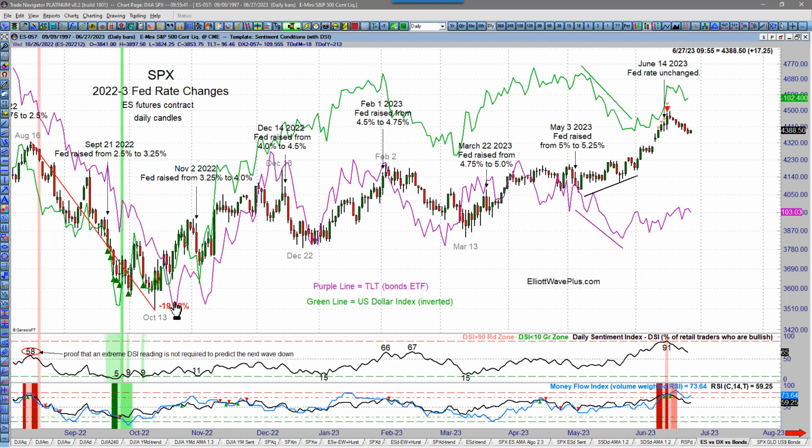Like you look at these last several raises. Here's one where they raised and the market went down for a couple of weeks. They raised, the market went down for 2 days and then rallied for a couple of months.